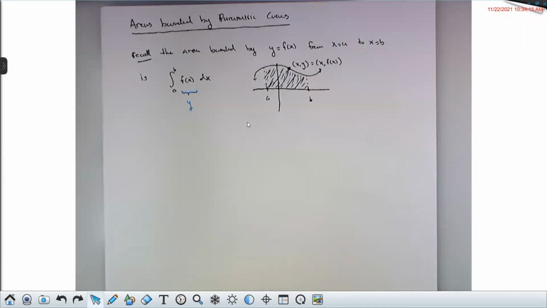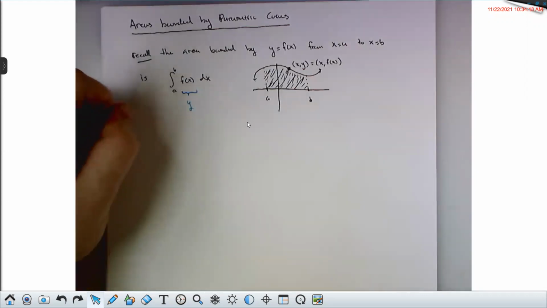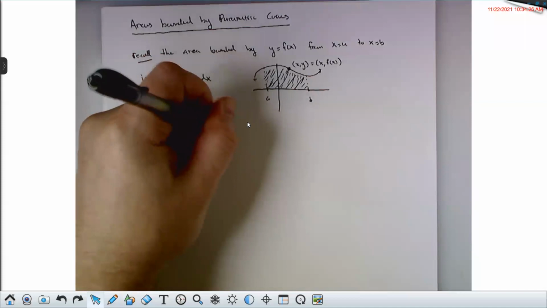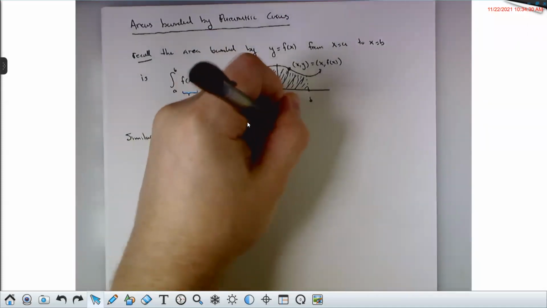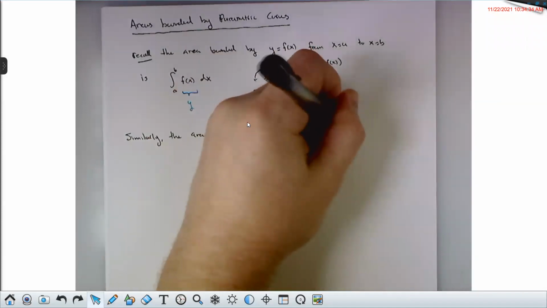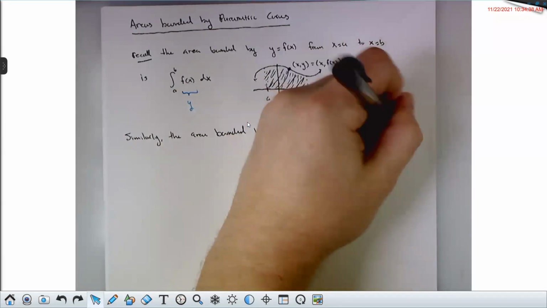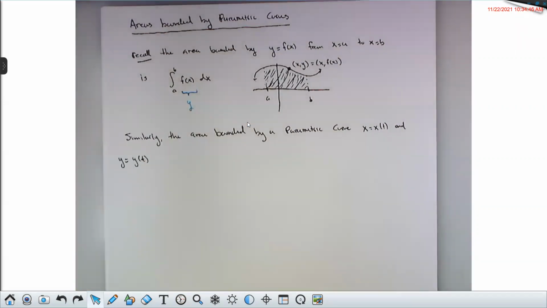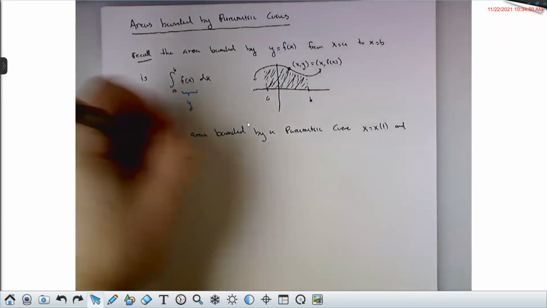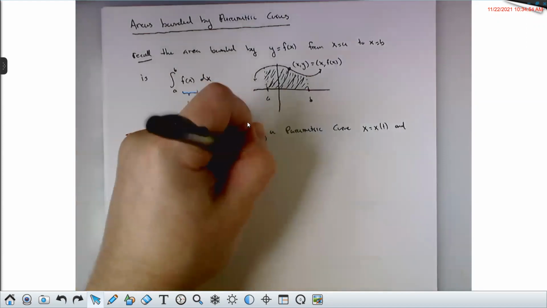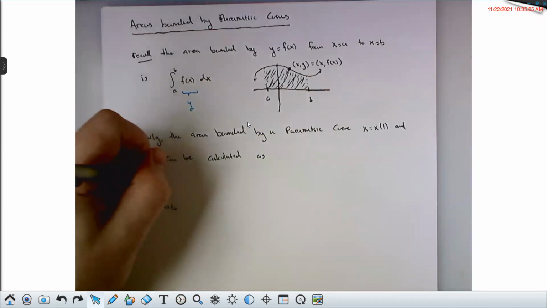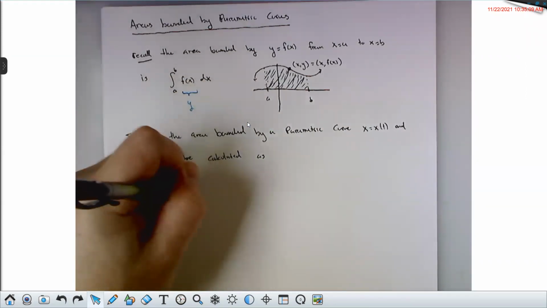If you want to find the area bounded by a parametric curve, so similarly, the area bounded by a parametric curve x equals x of t, y equals y of t can be calculated as the integral, say from t equals, what do I want to call it, t0 to t equals t1 of y dx.